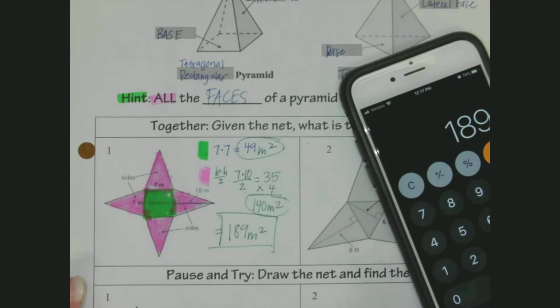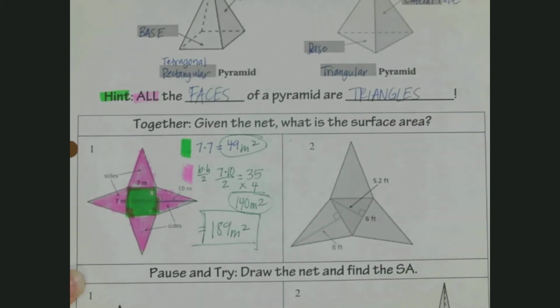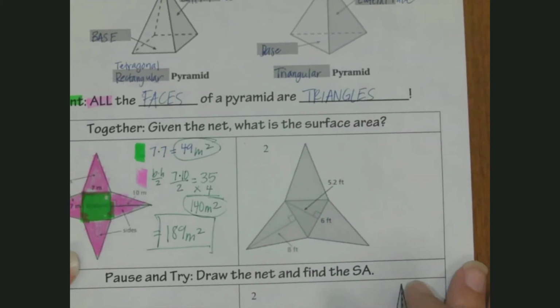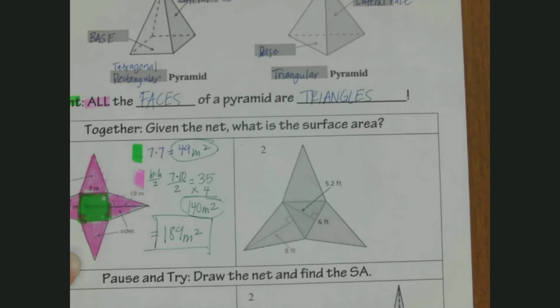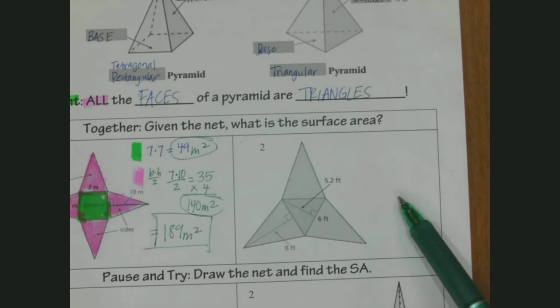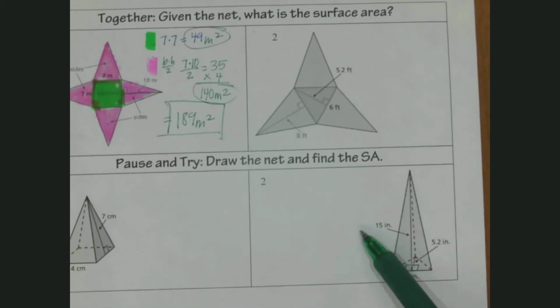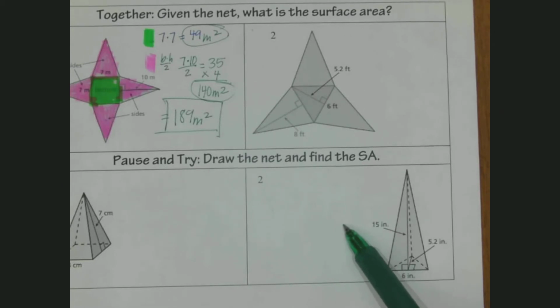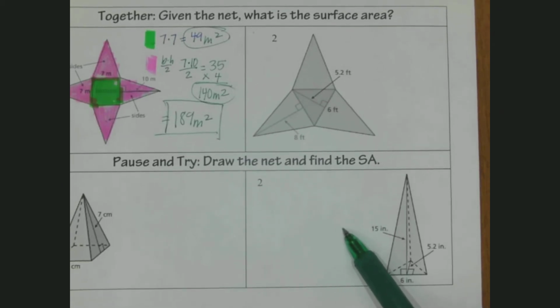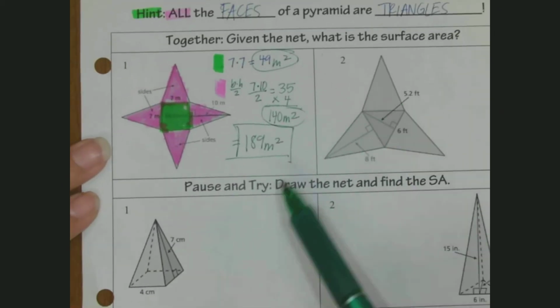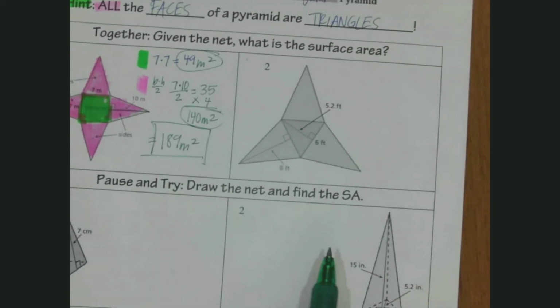All right. So number 2 of the together problems is, you know what? I'm actually going to make this your pause and try, because I want to do one where I draw the net with you. So I'm going to do this number 2 on the pause and try, and I'm going to have you do these 2 on your own, okay?